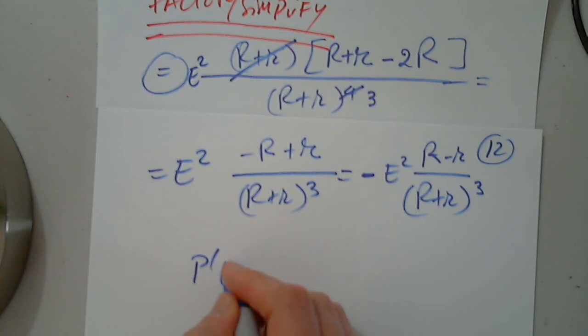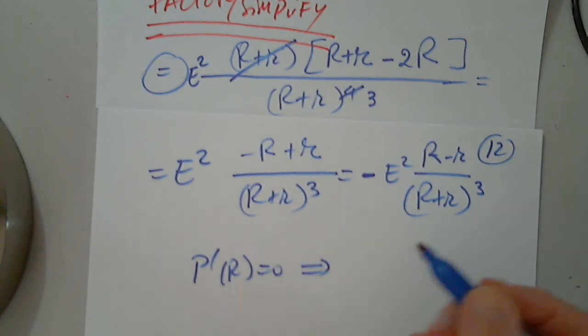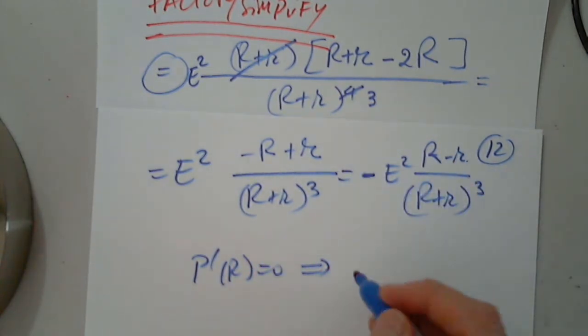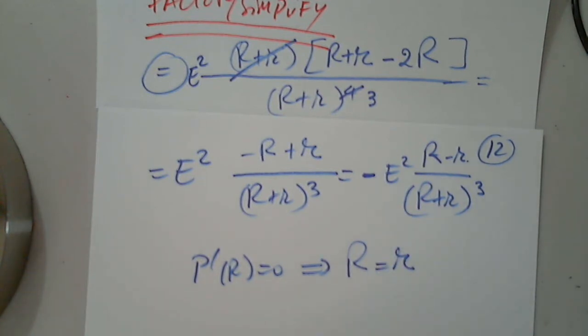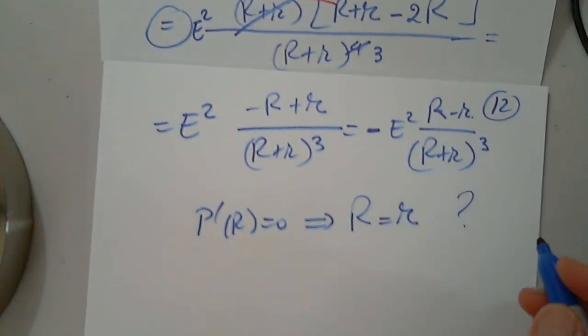So P prime of R equals 0. Of course, R must equal r. There is nothing else. Does this give a max? Who knows? I have no idea.